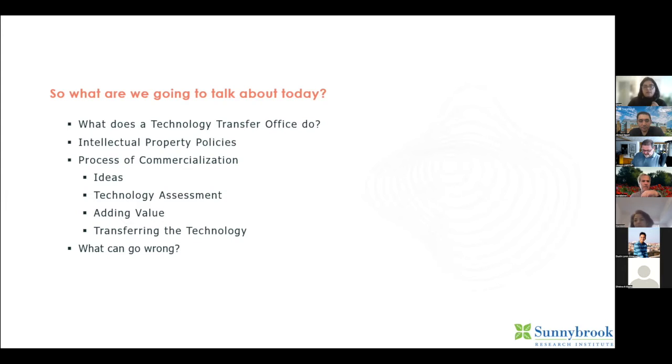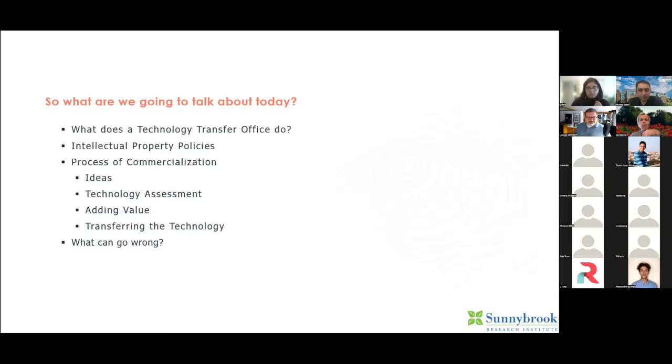I'm also going to cover a very generic process of commercialization, just an umbrella view. A lot of organizations will have a more detailed process that they can perhaps share with you, but most of it would actually be covered in this generic process. And as important as it is to know what to do and what to look for, it's also important to know what not to do. So we'll also go into a little bit of detail of what can go wrong.